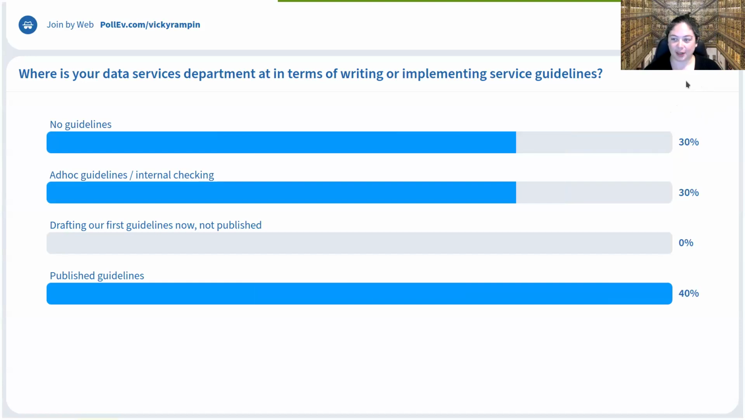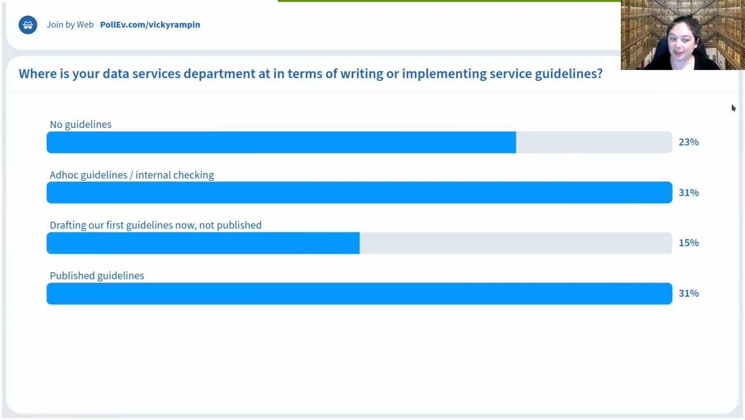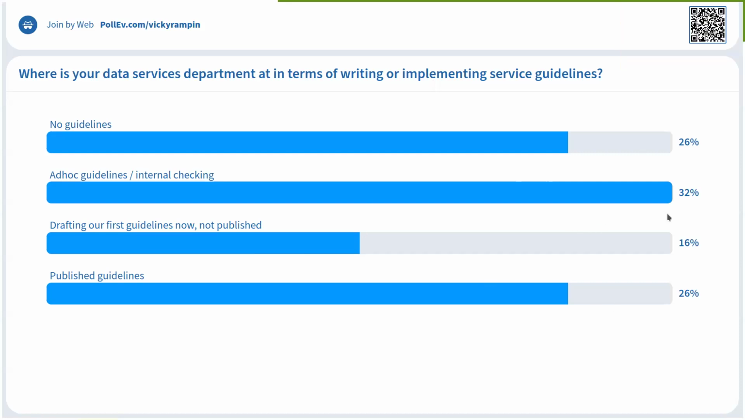Even spread so far. Wow. Honestly, more published guidelines than I thought. No shade to our wonderful IASSIST community, but this is amazing. Same, I'm now feeling bad. We should have had published guidelines way before we did.